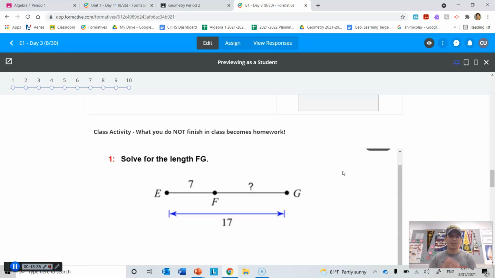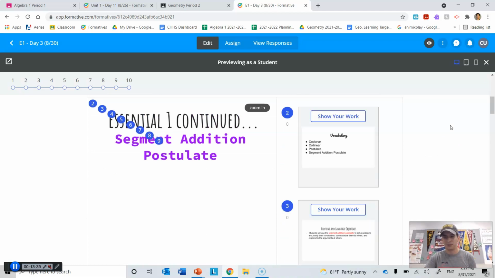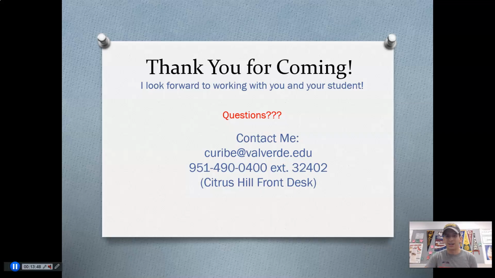So sometimes I'll have parents ask me, hey, Mr. Uribe, my son or daughter keeps saying that they finished their homework, they finished their homework. Yes, they can finish their homework in class. I would still highly recommend that we monitor that through Aries.